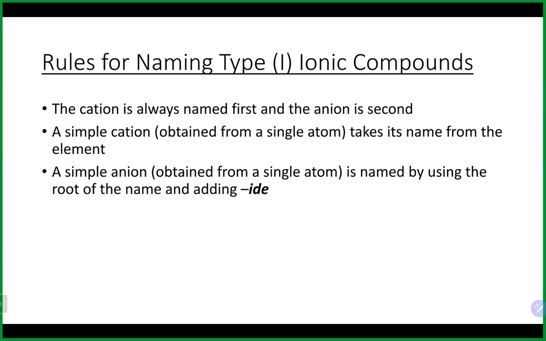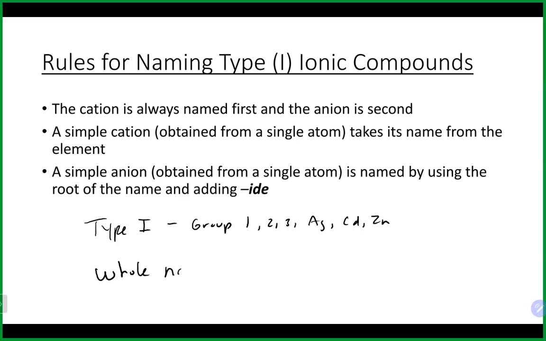And if we have type 1, it's pretty simple. For type 1, it's going to have that group 1, 2, 3, silver, cadmium, or zinc. We simply use the whole name of the metal, and the non-metal gets the IDE at the end of it. So as soon as you recognize it as a metal and a non-metal, and as soon as you recognize the metal as a type 1 compound, you simply just roll the whole name and the non-metal name.